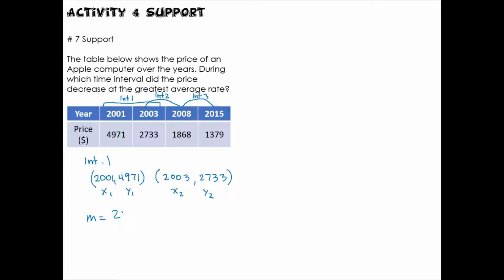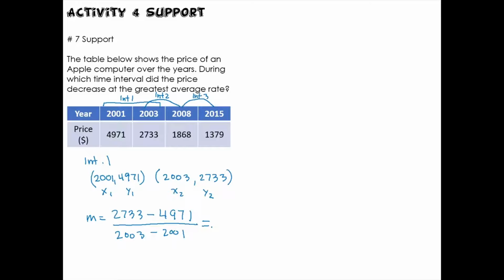So 2733 minus 4971 divided by 2003 minus 2001. And a lot of people, I remember back when we still had class in real life, would mix these up. So they would put 2001 here and 2003 here, but then have these numbers on top. Okay, so you got to really make sure you have the order down correctly, or else your negatives are going to mess you up, and then you'll have negative slope instead of positive slope, or vice versa. Okay, so we really want to be careful for that.